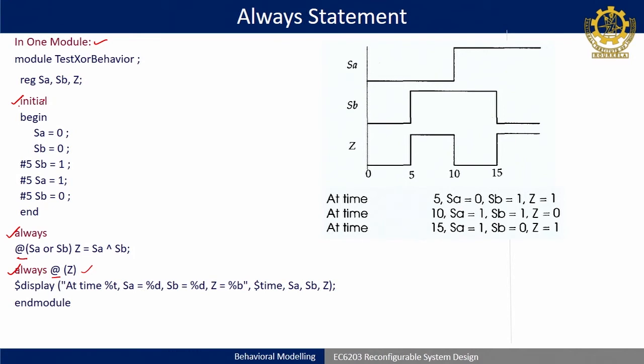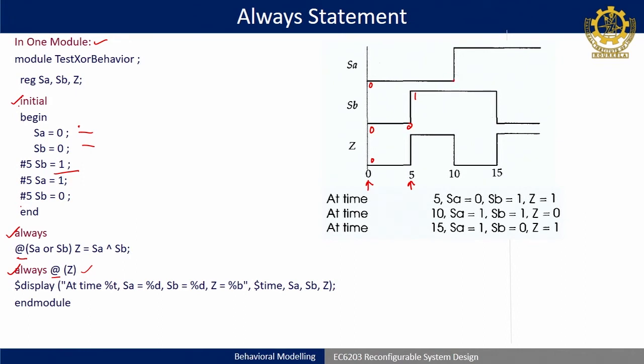But after initial begin, as this is begin end, this will again act one after one, meaning all these delays will be added. So, at 0 time units my SA is 0, and SB is also 0. Understood? Then at the same time there is no event, so assume that my Z is also 0. So, after 5 time units, let us say my SB value is 1. So, now SB is changing from 0 to 1. At the same time I have not specified an SA value, so SA will remain the same as 0.